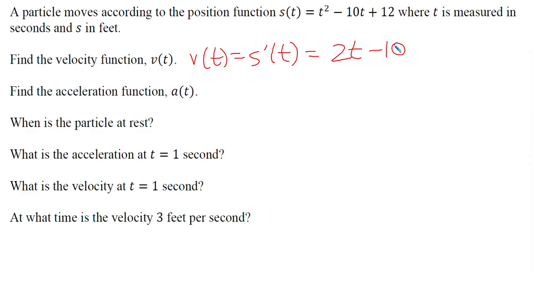The acceleration function, well, acceleration is the instantaneous rate of change of the velocity. So the derivative of 2t minus 10 is just 2.